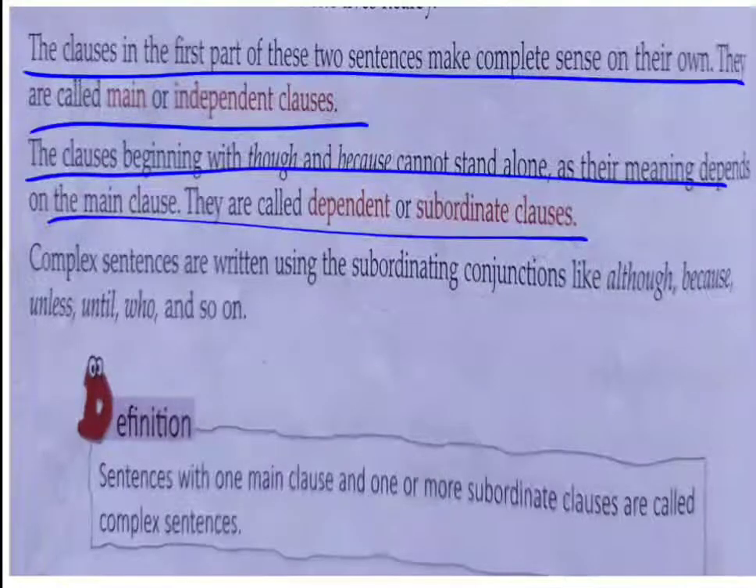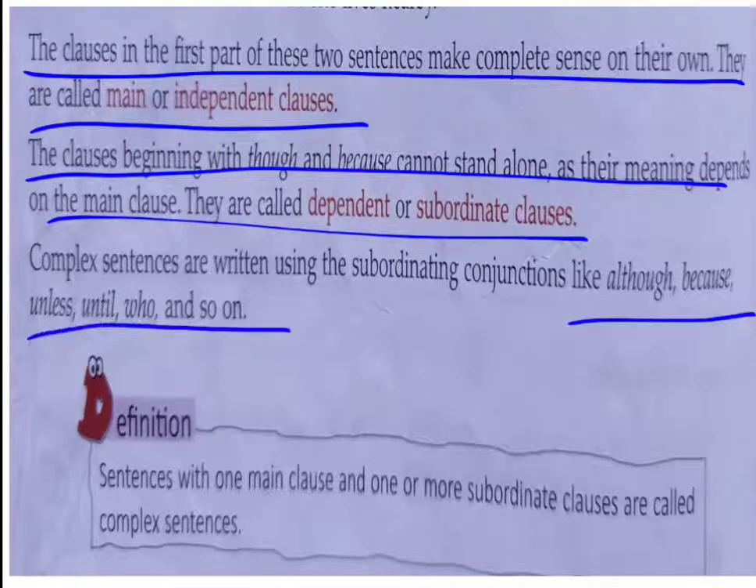Complex sentences are written using subordinate conjunctions like although, because, unless, until, who, and so on. So students, it's very easy to identify a subordinate clause. A subordinate clause always uses words in the sentence like though, because, when, until, who, unless, etc. And that's why they are known as subordinate conjunctions.